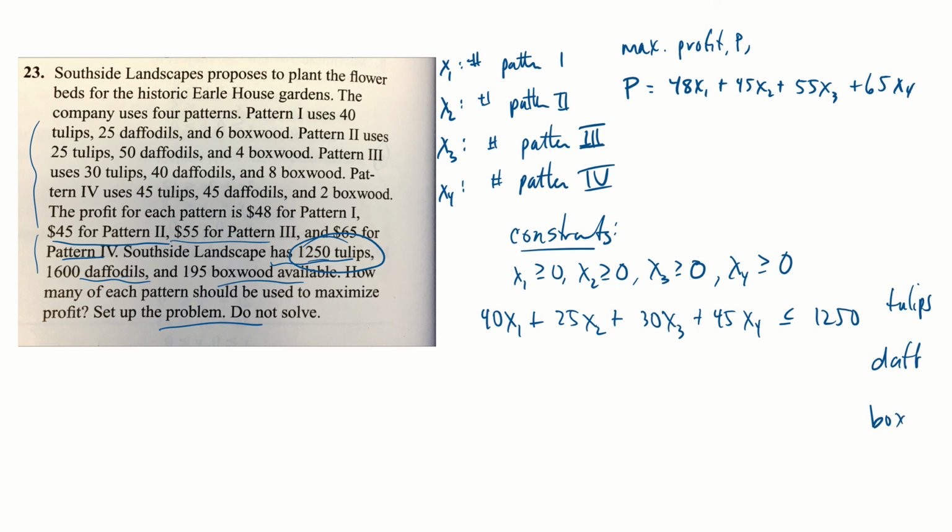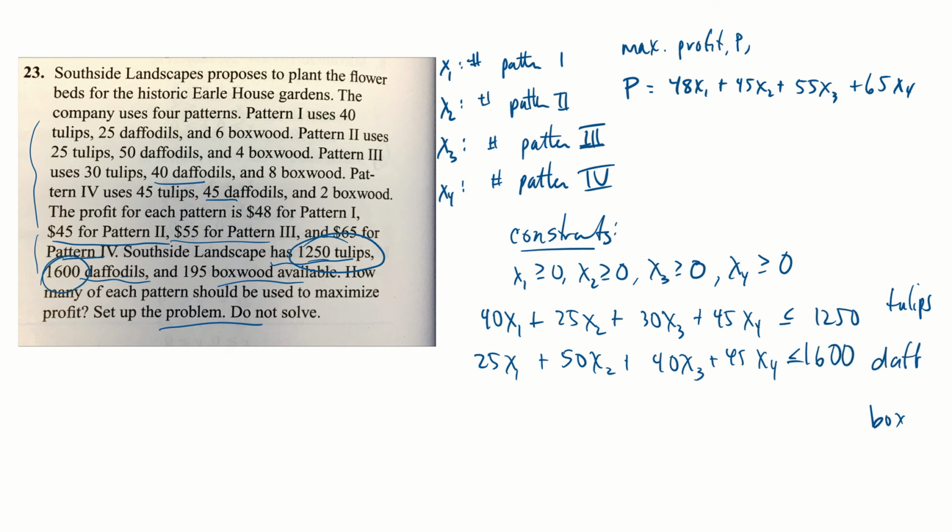Okay, so daffodils: pattern 1 uses 25, pattern 2 uses 50, pattern 3 uses 40, right? See where these are all coming from? Pattern 4 uses 45. And that has to be less than or equal to 1600, because there's only 1600 daffodils.